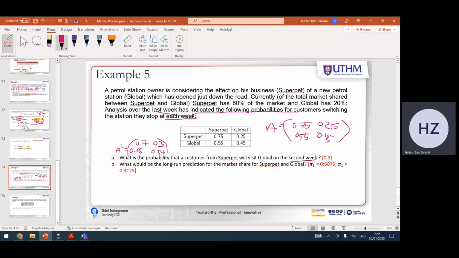So what is the probability a customer from Super Pet will visit Global on the second week? The answer would be 0.3. That is how we solve the problem. So what would be the long run predictions? The long run means you need to find pi 1 and pi 2.